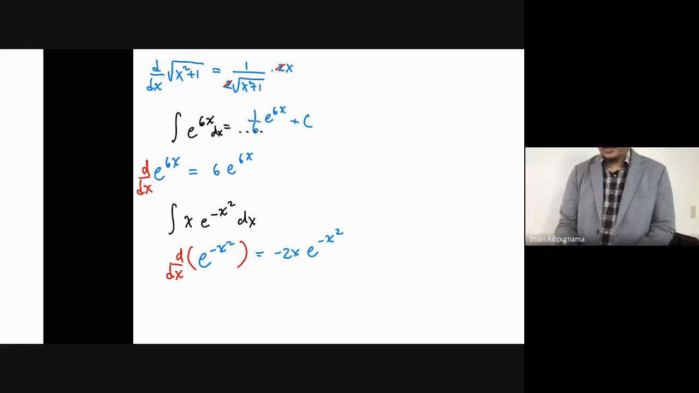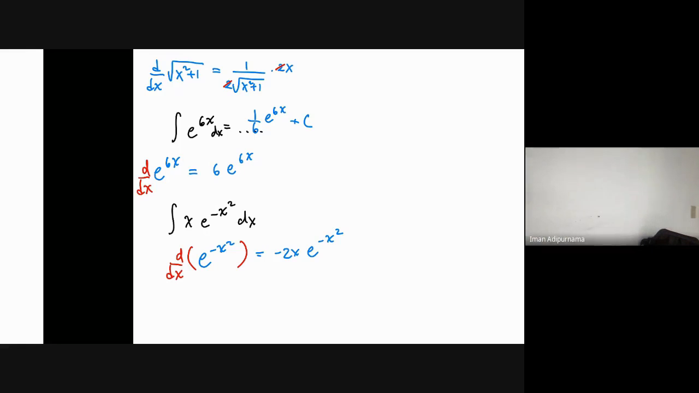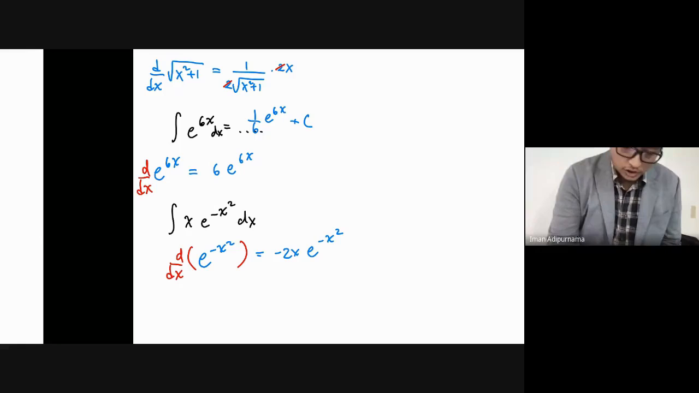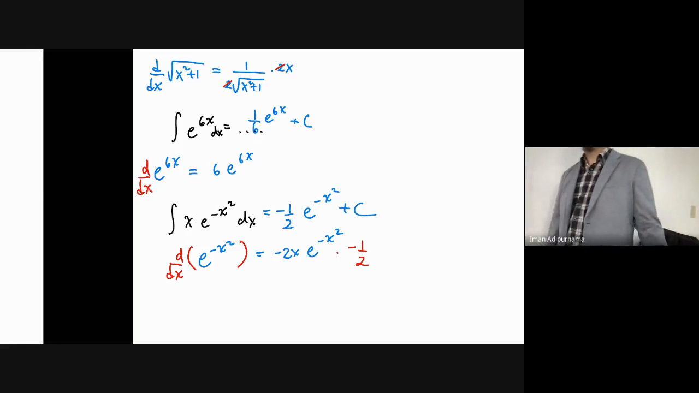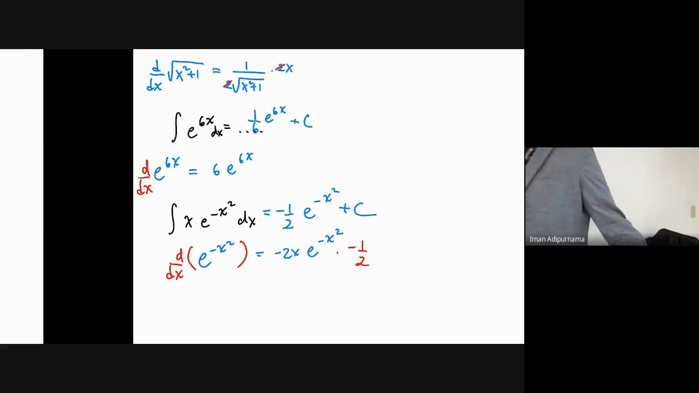It will be this, right? Then if you want to make this one, you need to multiply with negative half. So the answer will be negative half e to the negative x squared. You directly get the answer. It's a useful method, sometimes faster than using substitution.